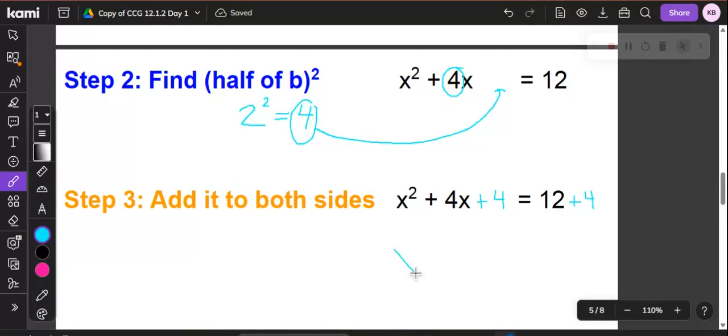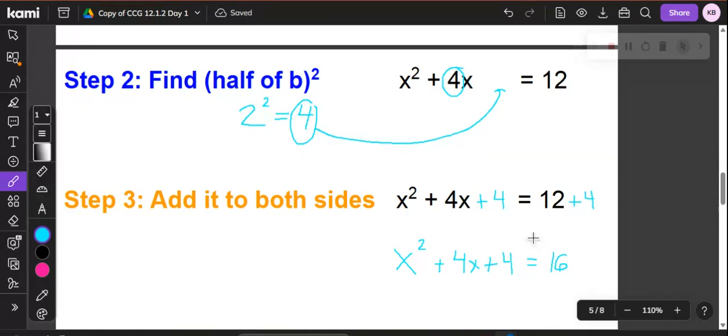Now what this gives me is something like x squared plus 4x plus 4 equals 16. And this does a couple things that are kind of neat.